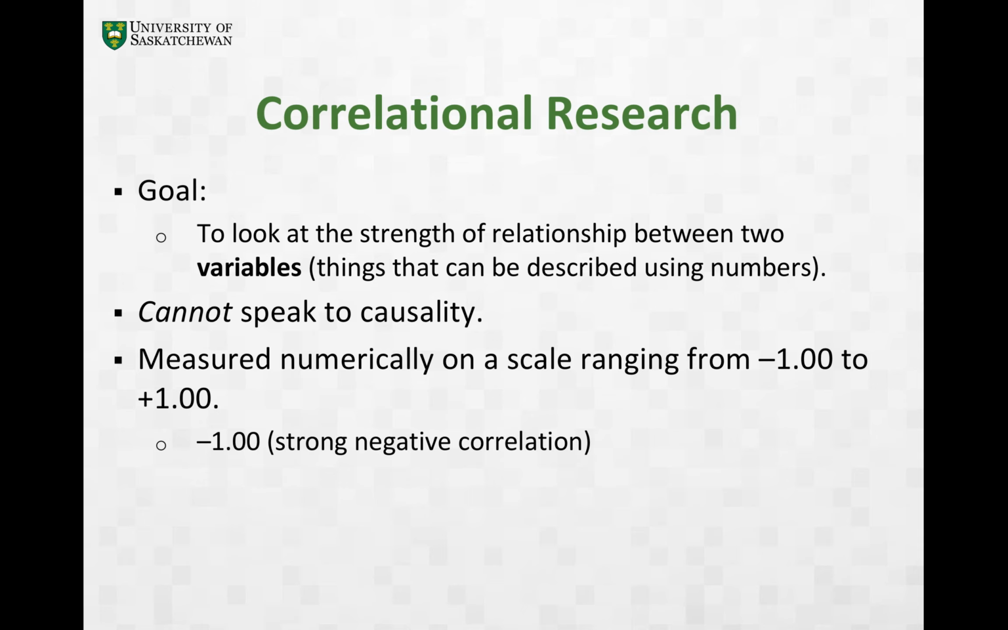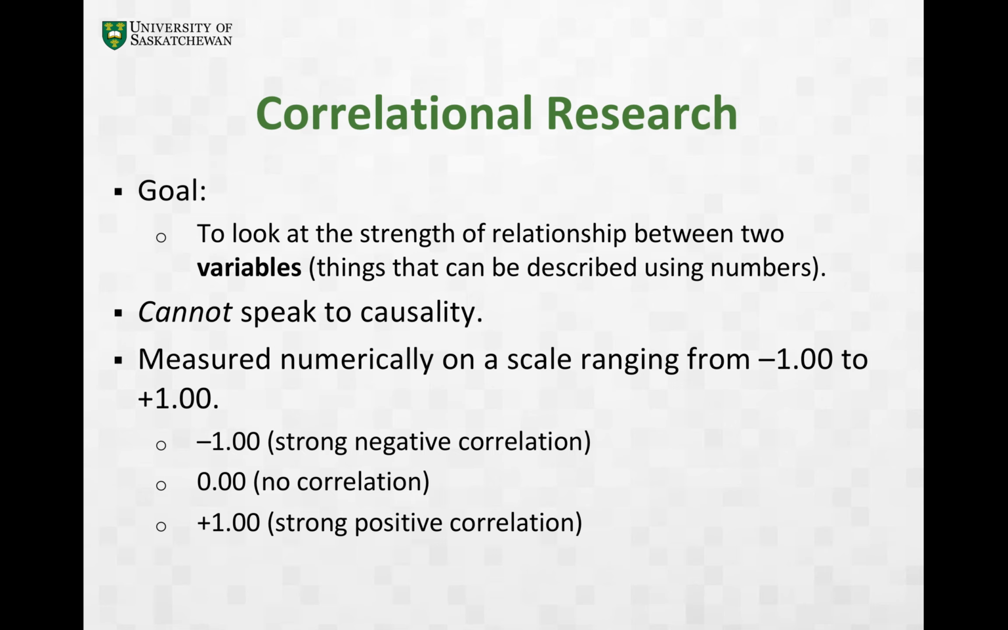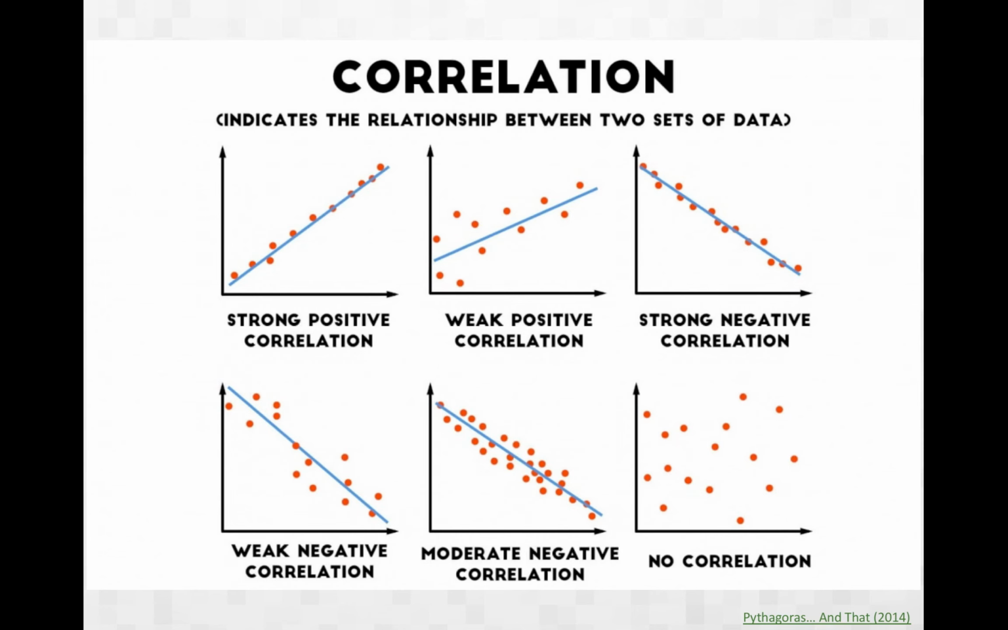So a correlation of -1 would mean that it's a perfect, strong negative correlation, whereas a correlation of 0 means there's no correlation between these two variables. And a correlation of 1 means that there is a complete, strong, positive correlation between both variables. Now, I'll explain in a second how we understand this number scale, but for right now, it's just helpful for you to conceptualize that we're working on a scale from -1 all the way to +1.